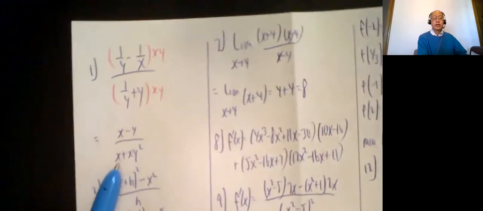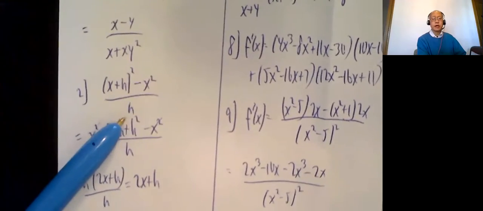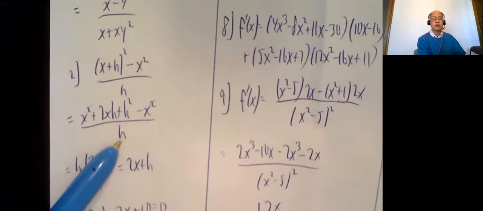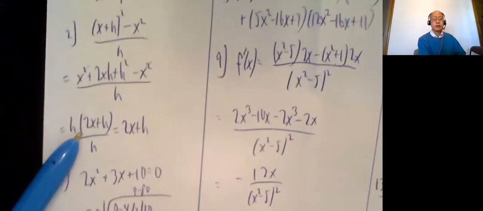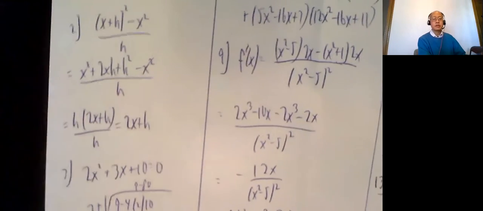Number 1, multiply numerator and denominator by xy, x minus y over x plus xy squared. Number 2, you have x plus h squared minus x squared over h, x squared plus 2xh plus h squared minus x squared all over h. X squared cancels out, factor out an h, h parentheses 2x plus h divided by h cancels out, 2x plus h, final answer.